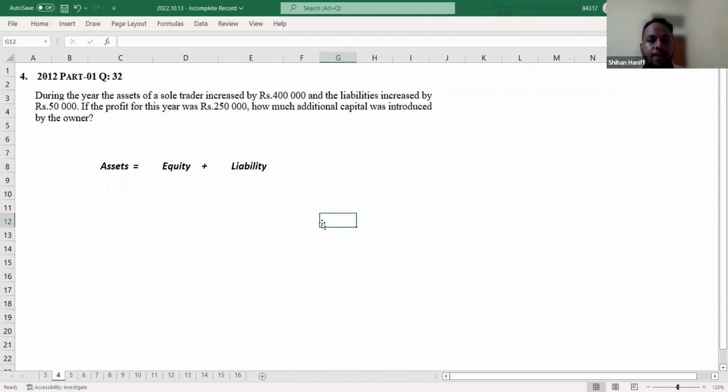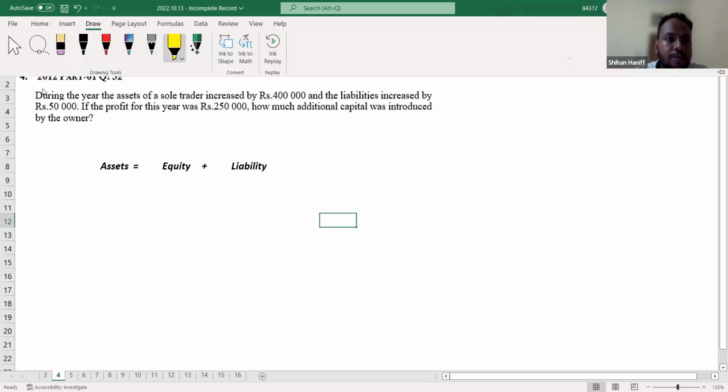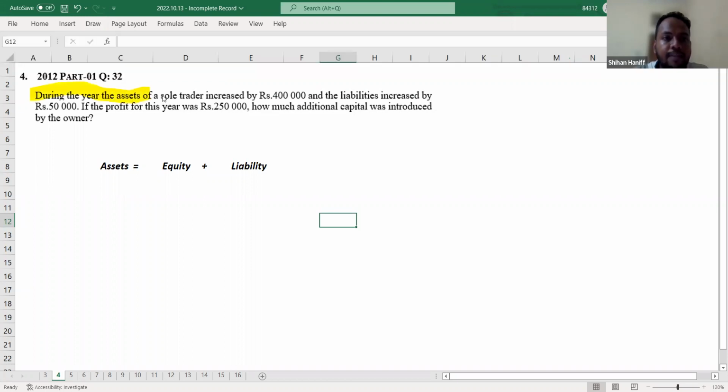Right, this is 2012, part 1, question number 32. During the year, the assets of a sole trader increased by 400,000 and the liabilities increased by 50,000. If the profit for the year was 250,000, how much additional capital was introduced by the owner? What is the additional capital? Tell me the answer.